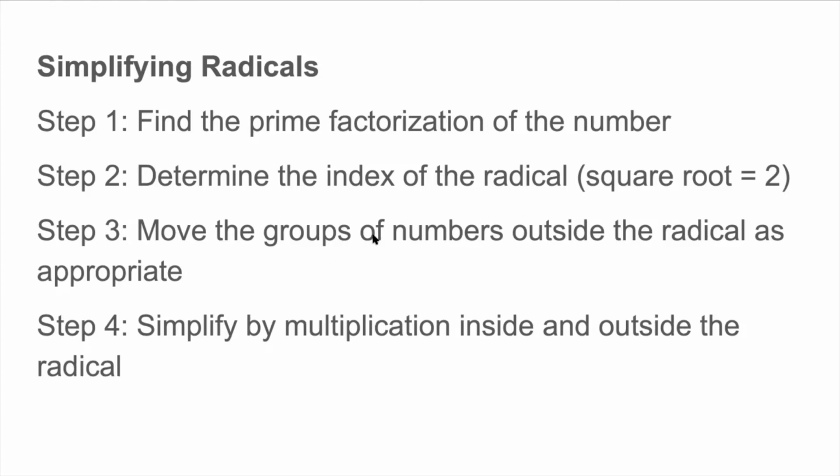Step 3 is going to be to move the groups of numbers outside of the radical as appropriate. So let's say you have inside the square root 2 times 2 times 3. Since 2 times 2 is a group of numbers, you can actually pull them outside of the radical. And lastly, you're going to simplify what's outside and what's inside of the radical just to make it look simpler. I know this might be confusing right now, but we're going to go through a couple of practice problems, and it should make a little bit more sense.